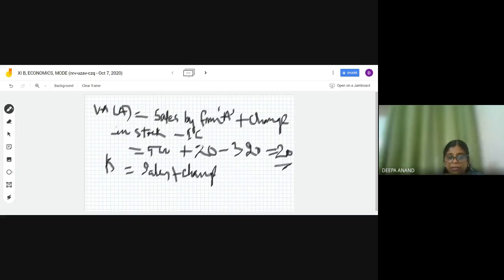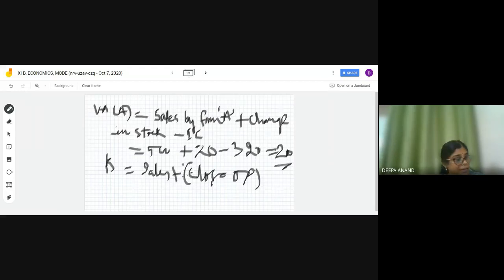So you can write change in sales plus, instead of change in stock, what can you write? Closing stock minus opening stock. You write closing stock minus opening stock. So change in stock is made. Okay, that part is over.